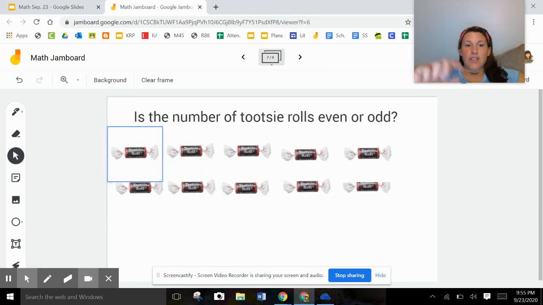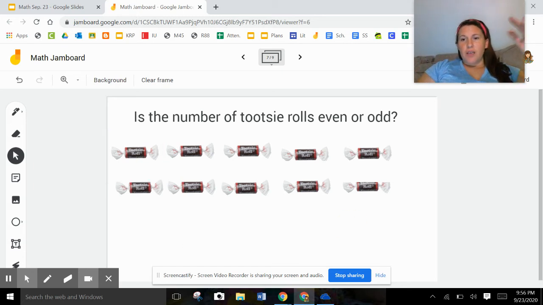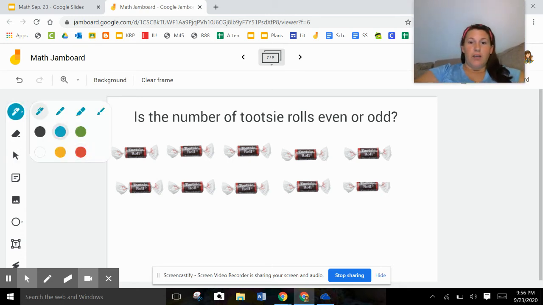You know how with our connecting cubes, we had the first set of connecting cubes and we broke the next one apart and they both had the same amount? That's kind of what we're showing with the objects right here. So it's pretty much the same thing. If every group of objects can be split in half and every one of them can be equal, it's an even number.